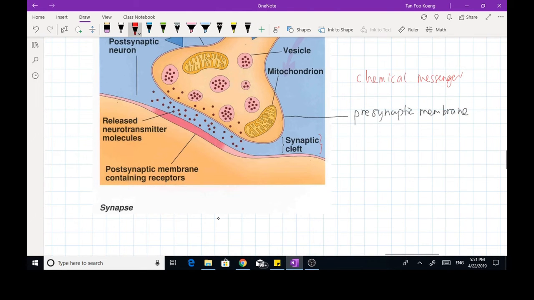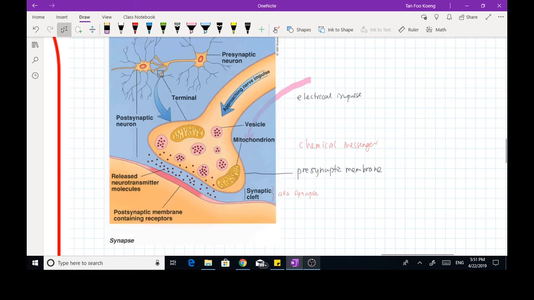This gap is also known as synapse. Thanks to synapse, that's why our nerve transmission is one way. Just imagine that if we have copper wire, instead of nerve fiber, instead of synapse, then the transmission of electrical impulses is actually bidirectional. Now it is going to cause a lot of confusion in our nervous system.